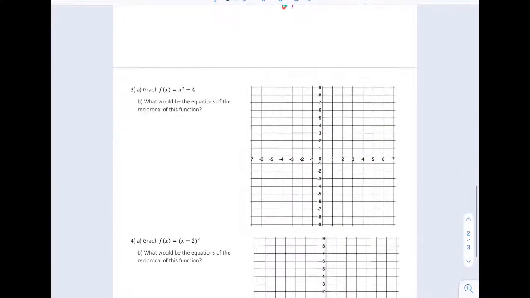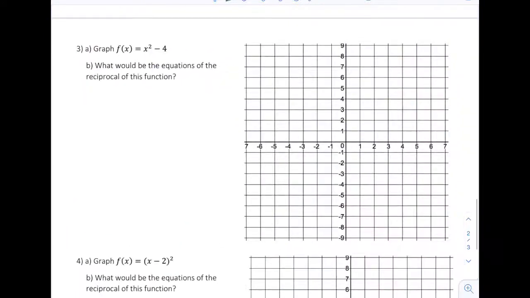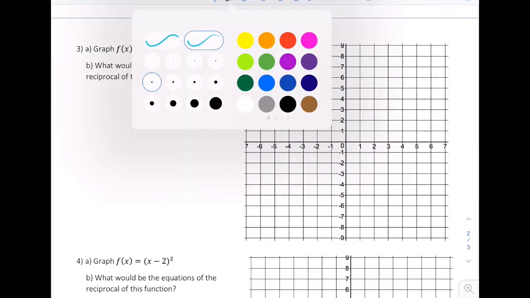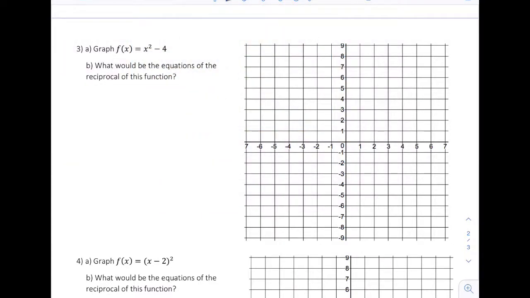So let's see how that applies to quadratics. We have this quadratic here of x squared minus 4. So if I'm to sketch that quadratic of x squared minus 4, it would end up looking something like a quadratic that has been shifted 4 down.